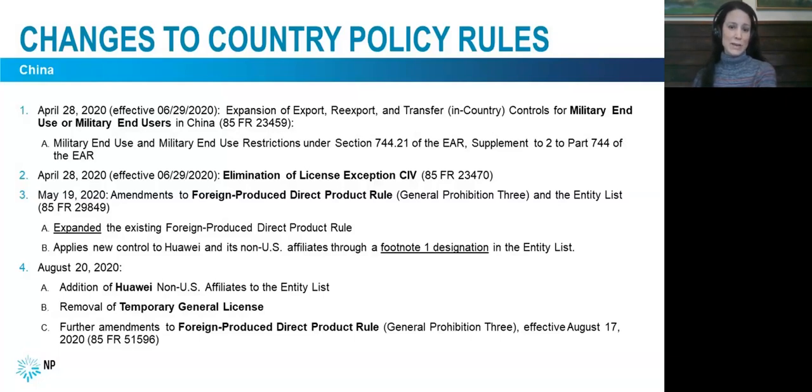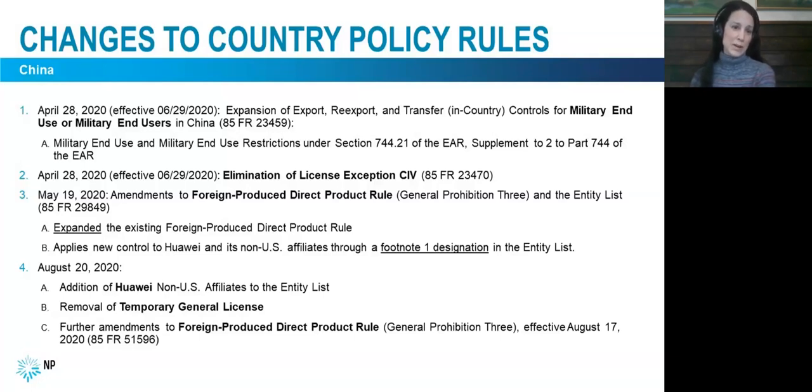And what BIS changed too was the definition. So the definition used to be pretty narrow. It used to be the military, of course, right? No surprise there, the Army, Navy, and also intelligence agencies, the national police. That sometimes was surprising to some folks.